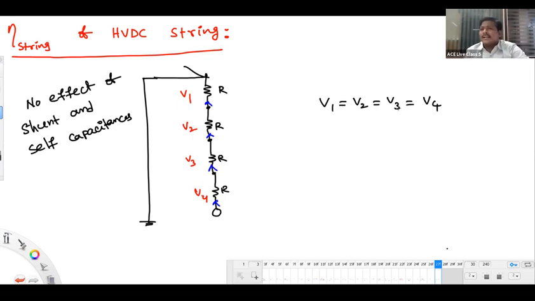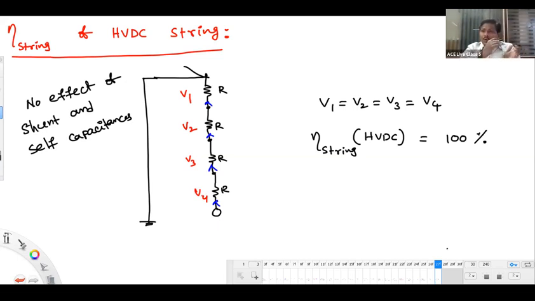See, if these voltages are equal, how is your string efficiency? Definitely 100%. String efficiency of the HVDC string will be equal to 100%. Yes. Following all of you? String efficiency of the HVDC string equals 100%.